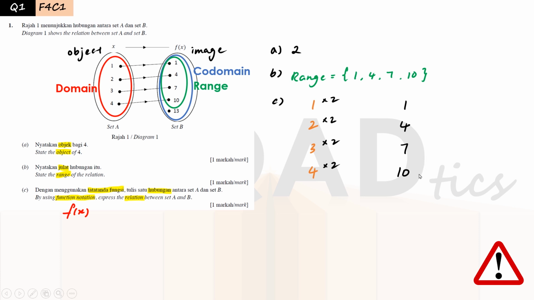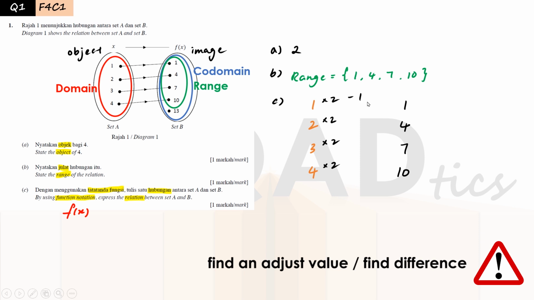So what we need to do is find an adjustment value, meaning to adjust the value on the left side to the value on the right side. So we find the difference. For example, for 1 times 2, to get to 1, we do minus 1. For 2, no need, so we just add 0. For 3 times 2 and 4 times 2, to get 7 and 10, we need to plus 1 and plus 2 respectively. So these are the adjusted values.